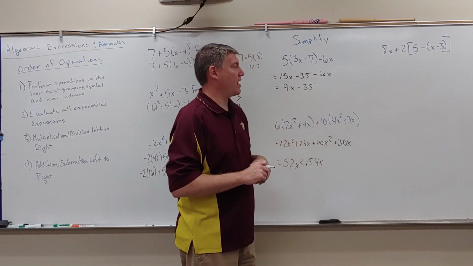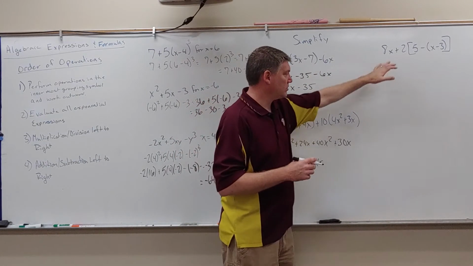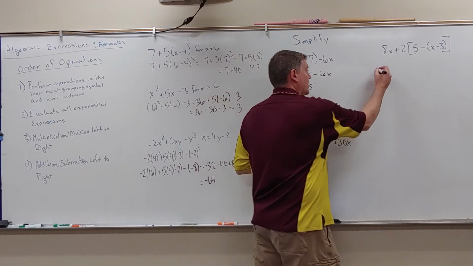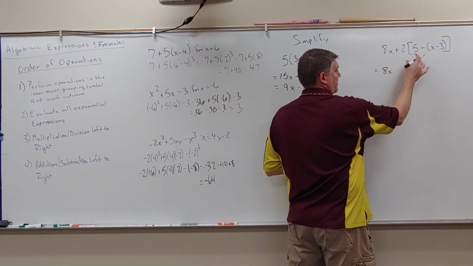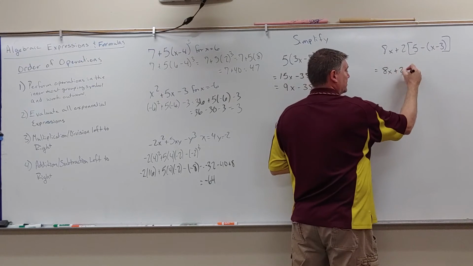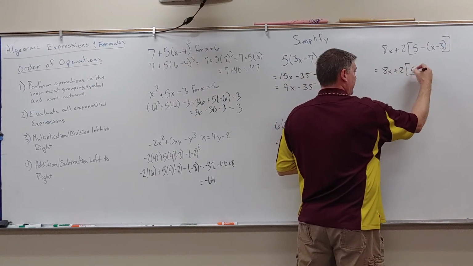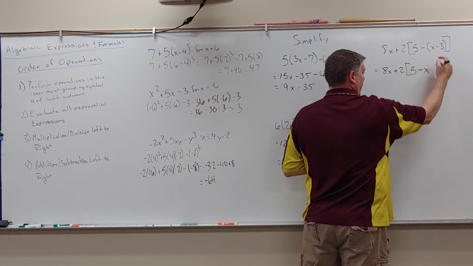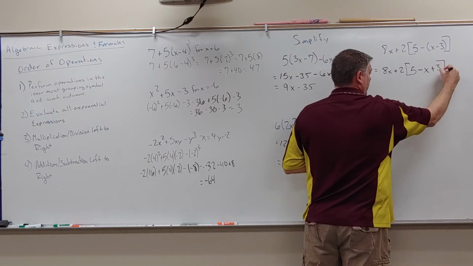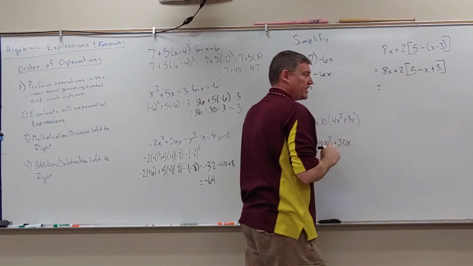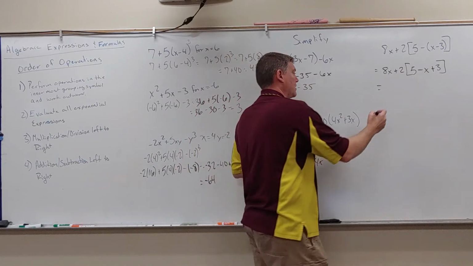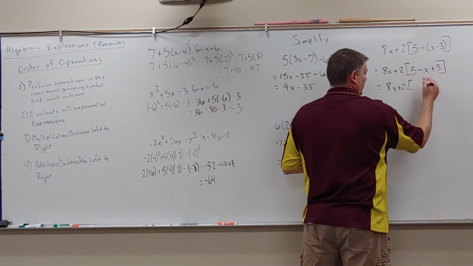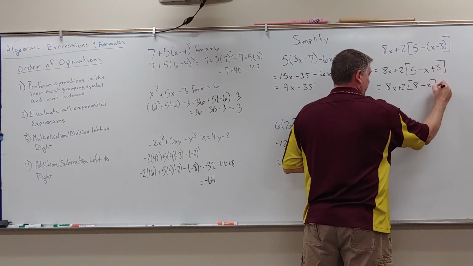Now I'm going to go to my last one. So now I have multiple things here. I have parentheses inside of a bracket. So I'm actually going to take care of that parentheses inside the bracket first. So this gives me 5. I'm going to distribute my negative sign through here. Negative x, negative, negative makes a positive 3. And I'm going to still simplify inside that bracket there. So 8x plus 2, 5 plus 3 is 8 minus x.